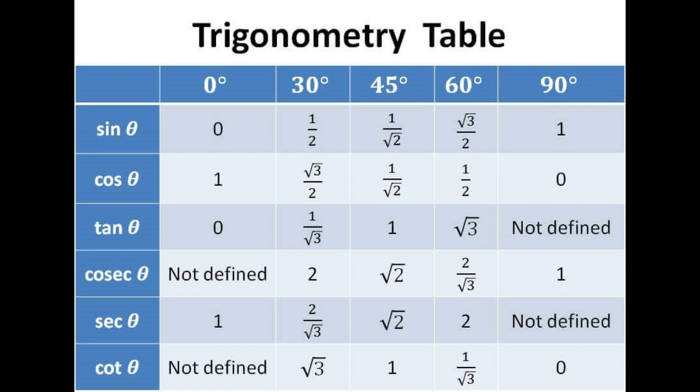Now revise this again. 0, 1 upon 2, 1 upon root 2, root 3 upon 2, 1. Again 0, 1 upon 2, 1 upon root 2, root 3 upon 2, 1. Now this is the value of sine.